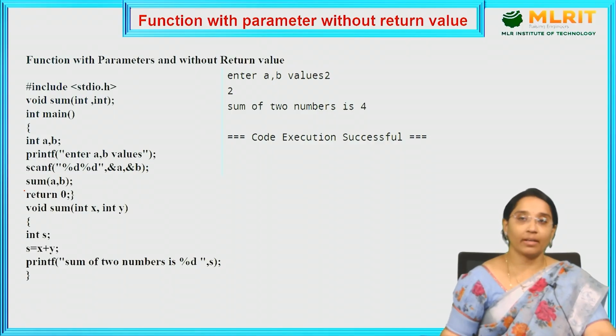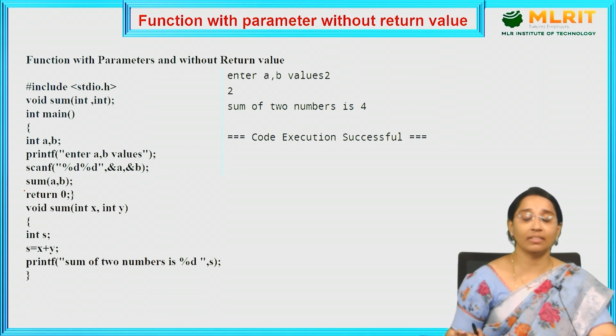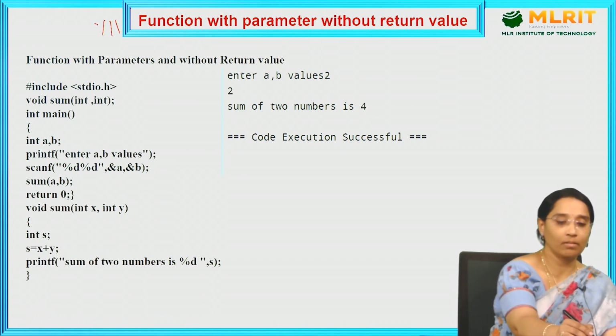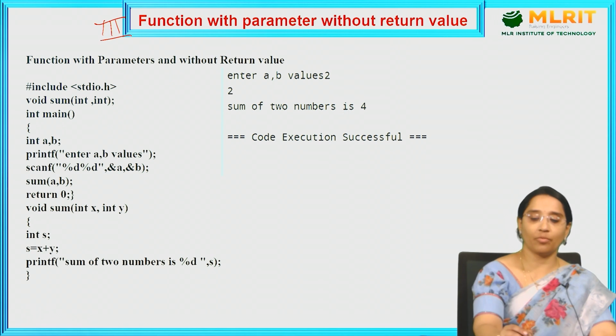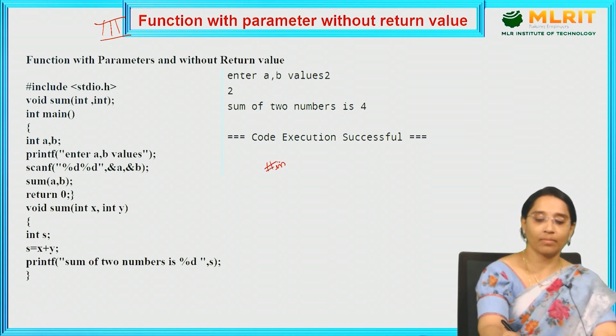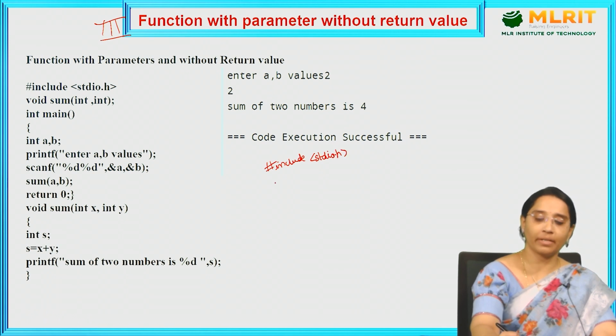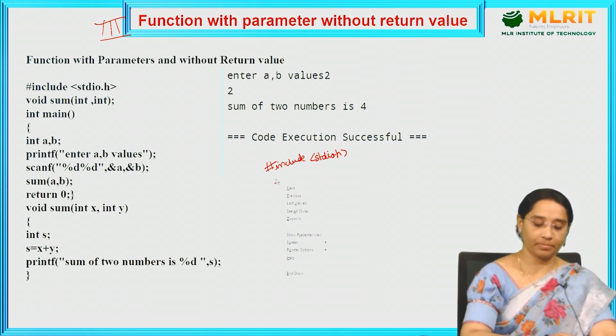So next category, function with parameters and without return value. This is the third category. In the last two categories we have seen functions without parameters. So this is with parameters. With parameters means you will pass the parameters in the function declaration.